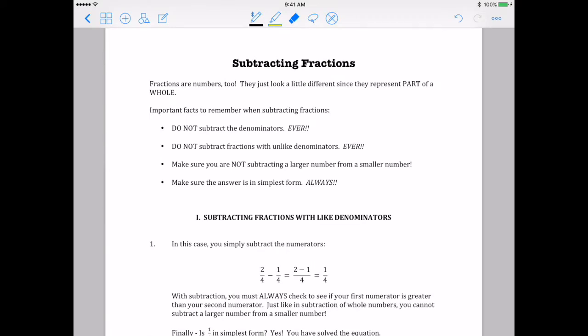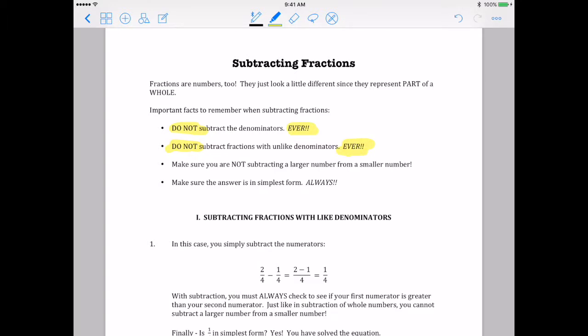Subtracting fractions. Fractions are numbers too. They just look a little different since they represent part of a whole. Important facts to remember when subtracting fractions. Do not subtract the denominators, ever. Do not subtract fractions with unlike denominators, ever.